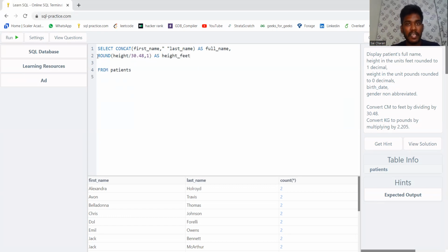Now they are asking for weight in pounds. Here they have given weight in kgs. To convert weight in kgs to weight in pounds, we can multiply the kg weight by 2.205. So we can get weight in pounds. Now they are asking to round to 0 decimals. So again comma 0, as weight in pounds.